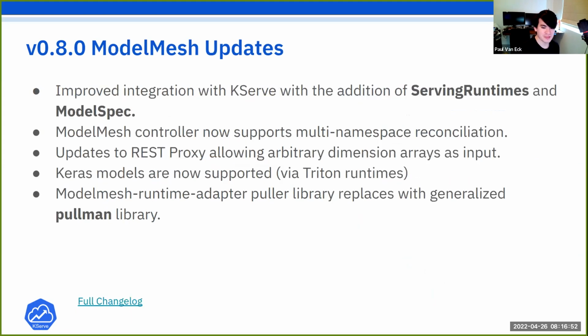So now to give a brief update on ModelMesh with the 0.8 release. Mostly just integration improvements such as the serving runtime and model spec additions I just mentioned. ModelMesh now supports multi-namespace reconciliation, and there are some updates like improved REST inference request support for ModelMesh. And again, just for people who don't know, ModelMesh is the multi-model serving backend for KServe, which was open sourced by IBM and is still in the integration or unification process.